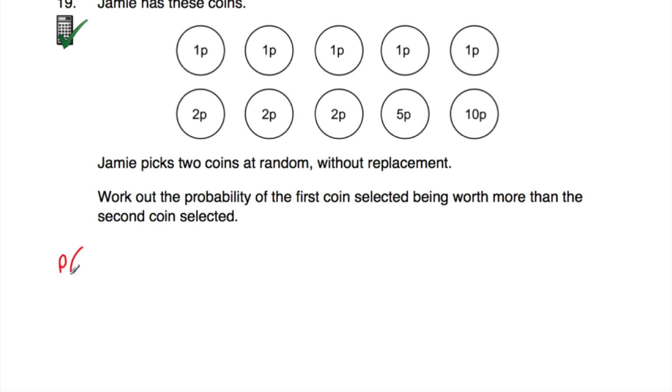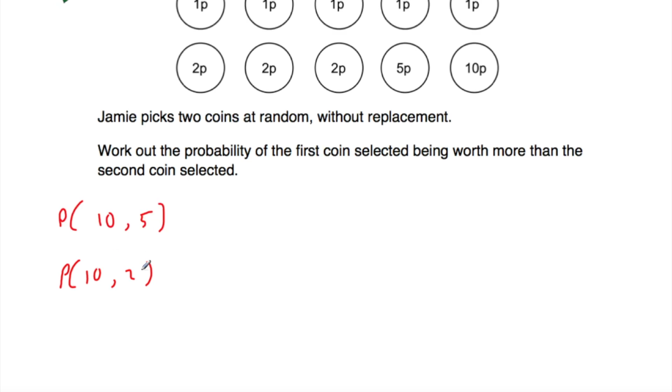So let's start off with the probability of a 10p and a 5p, because obviously the first coin is worth more than the second coin. He could pick a 10p and a 2p, or he could pick a 10p and a 1p. So there are all the options with 10p first.